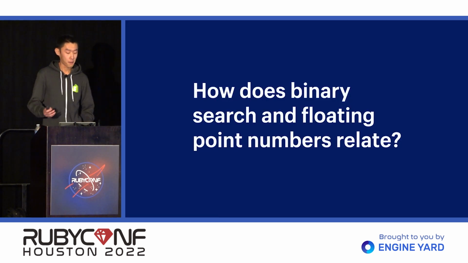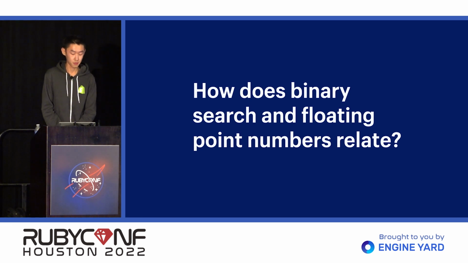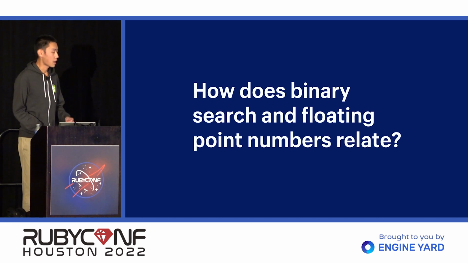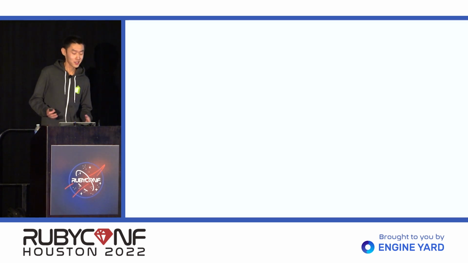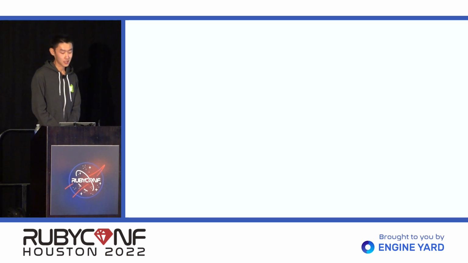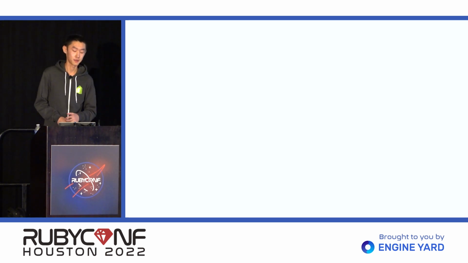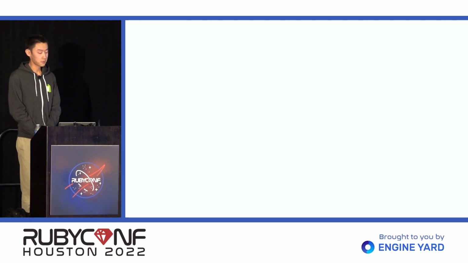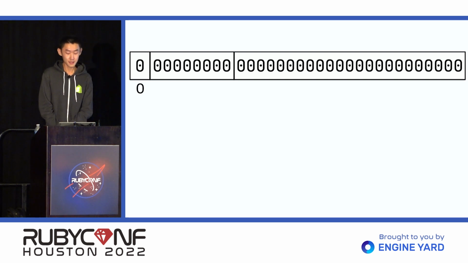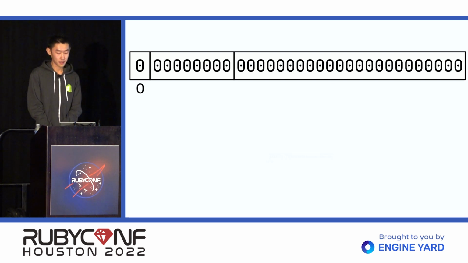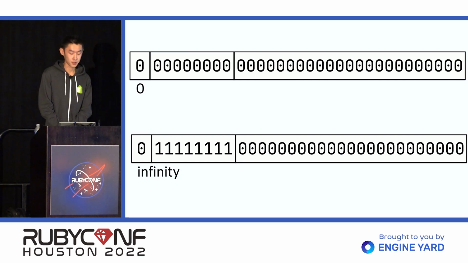Now that you've seen how binary search works and how IEEE 754 floating point numbers work, let's see how these two concepts tie together. But before we can tie binary search and floating point numbers together, let's look at how the special floating point numbers 0 and infinity are represented. For 0, it's simply represented by all of the bits being 0. For infinity, it's represented by the exponent being all ones and the significand being all zeros.